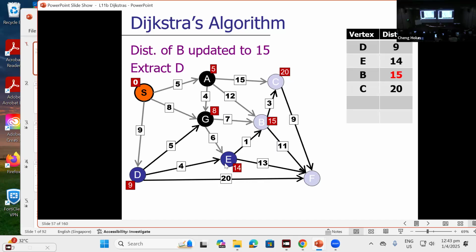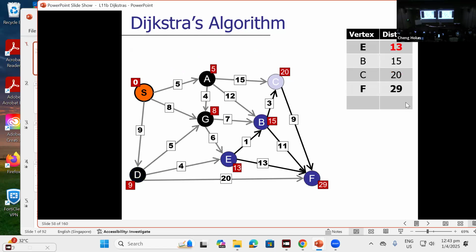And now I relax DE. So what is the new estimate for E via D? If you go from S to D, it's 9. D to E is 4. And the total distance is 13. What was the old distance to E? 14. So which one is smaller? The new way is smaller, right? So I will update E again. And at the same time, I also update F because I can go from D to F with a distance of 29. So it becomes like that. Okay? The algorithm just goes.